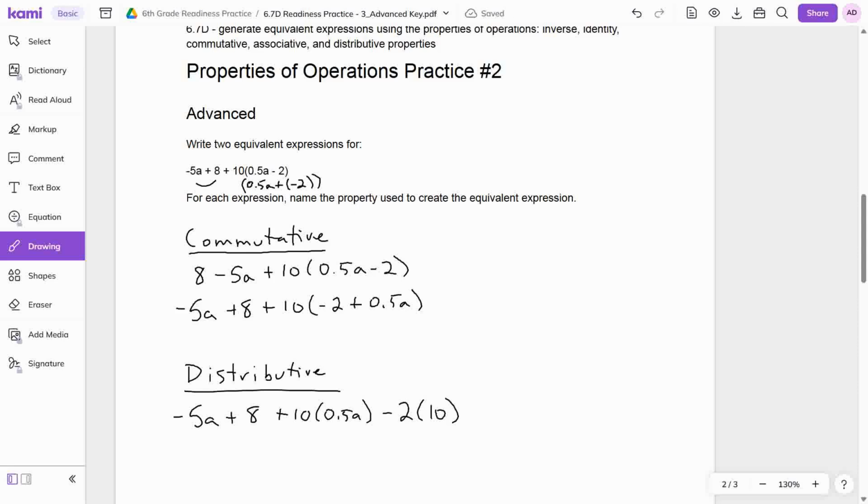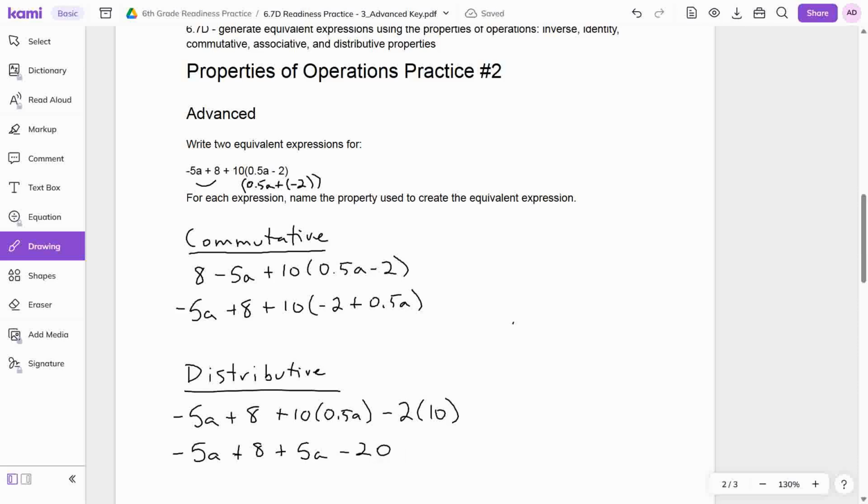You could have done a plus 10 and then minus 2. Either one would have worked, right? That's the commutative property. You can take those factors and put them in either direction. And if you wanted to, you could simplify this, right? We could say negative 5a plus 8, and then I could have said, what's half of 10? That's going to be 5a, and then minus 20.